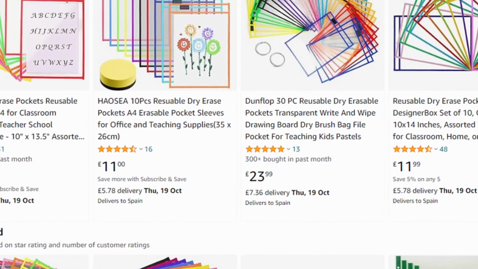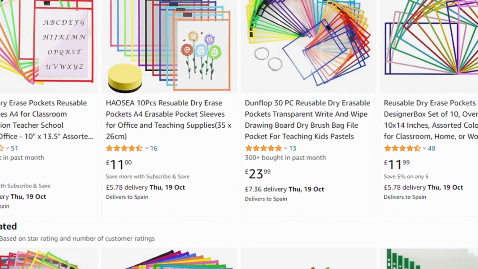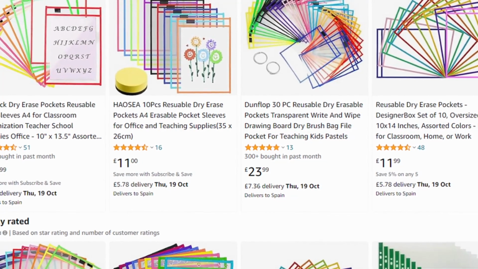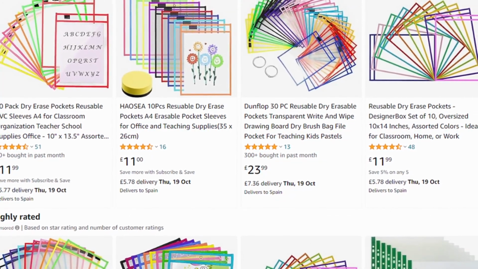You can get them pretty cheap too. About £1 or euro or dollar per pocket on Amazon. And often they come with a bunch of marker pens and an eraser. They do get dirty after a while and they won't last forever, but I get a ton of use out of them.